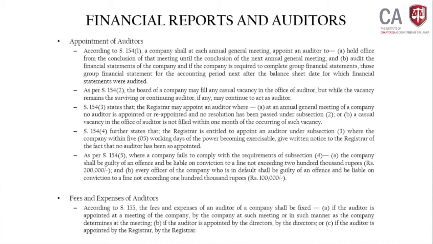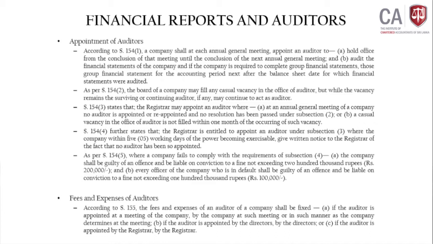Now, as per section 154(2), the board of a company may fill any casual vacancy in the office of auditor, but while the vacancy remains, the surviving or continuing auditor, if any, may continue to act as auditor. In case an auditor has not been officially appointed, say at an annual general meeting, then the existing auditor can continue to hold office as the auditor until a next appointment is done. So, while the vacancy remains, the surviving or continuing auditor, if any, may continue to act as auditor until such a new appointment is made, as per section 154(2).